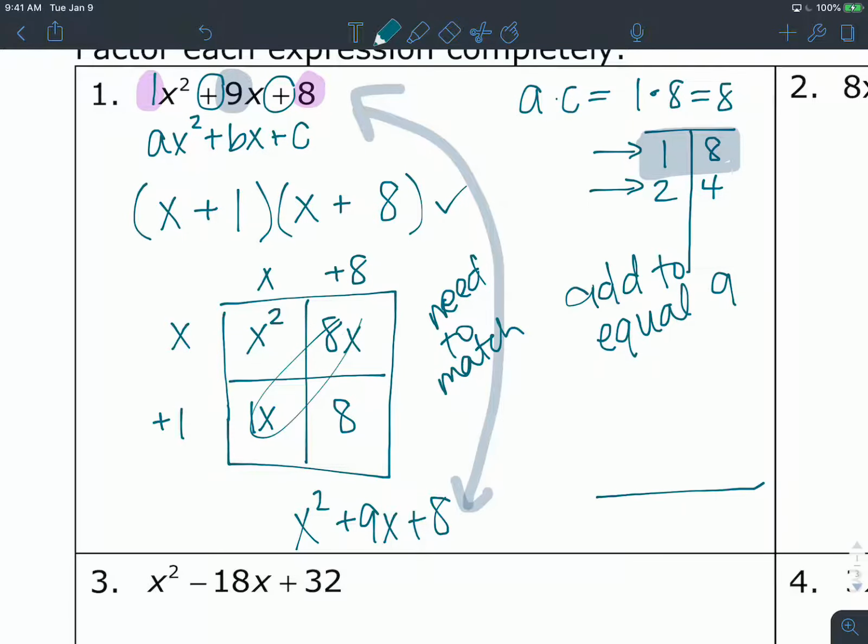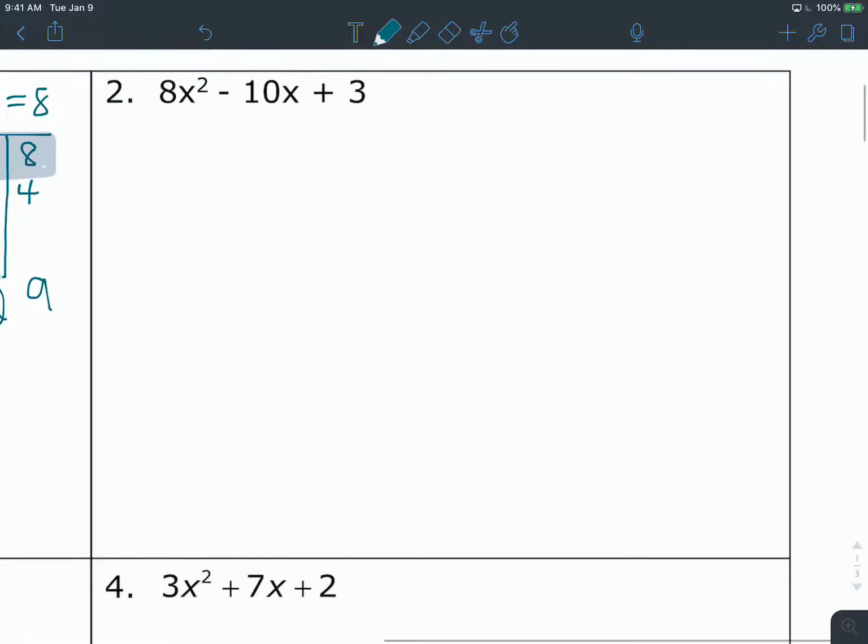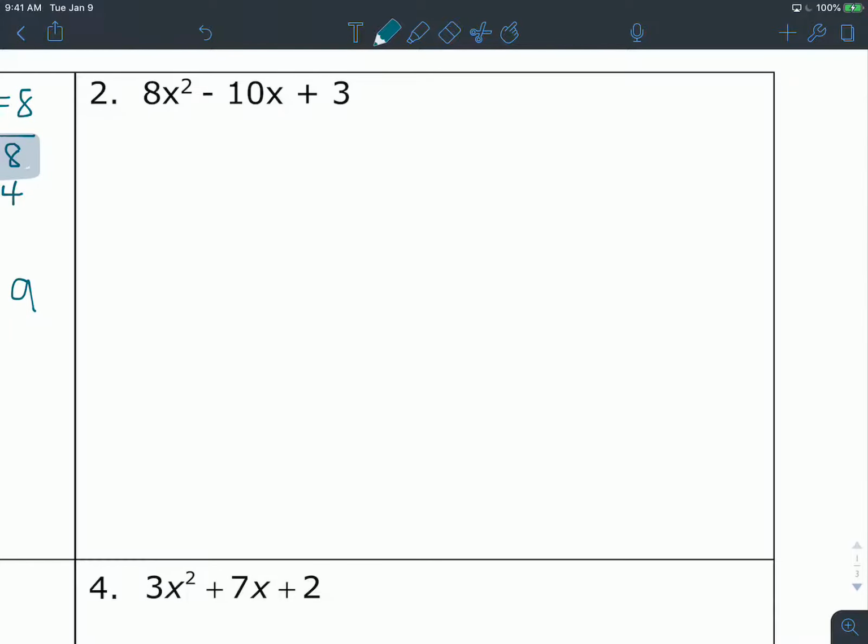Okay, moving on to number 2. So number 2 is different. It's still in that ax squared plus bx plus c form, but the difference now is that our a value is going to be an 8. So we have a number there instead of just 1.